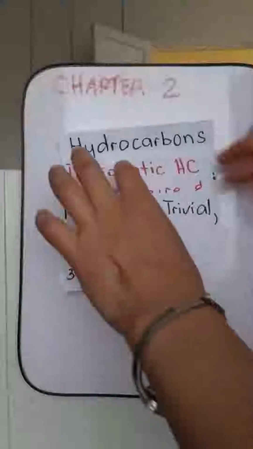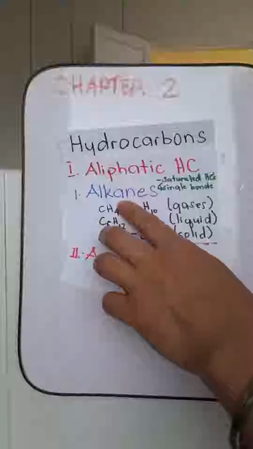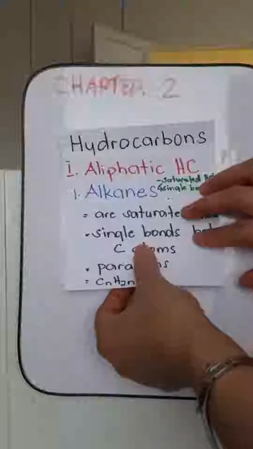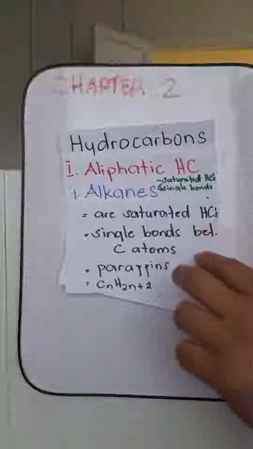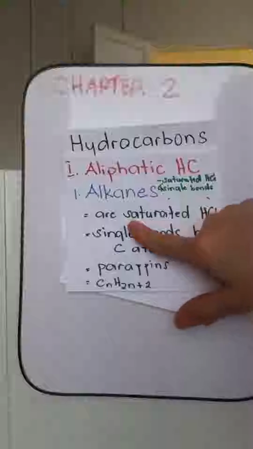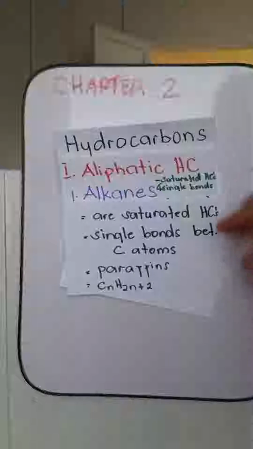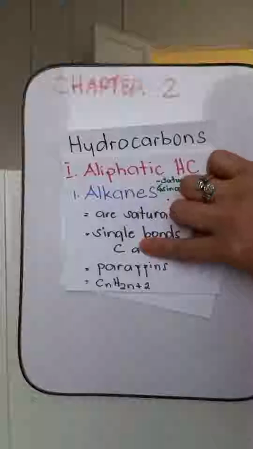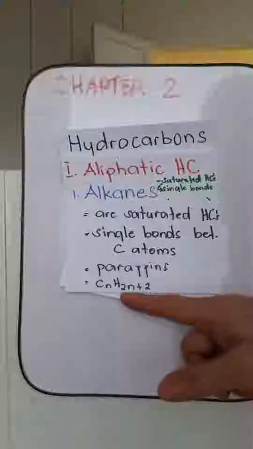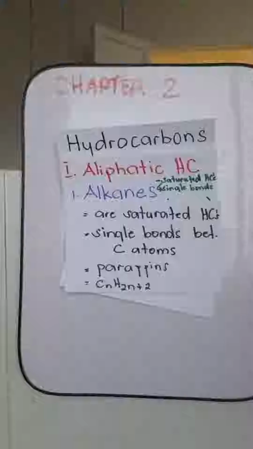Now, what is an alkane? I said the first compound under the aliphatic hydrocarbons is the alkanes. What are alkane aliphatic hydrocarbons? They are saturated hydrocarbons. What are saturated hydrocarbons? The structure for the alkanes, or saturated hydrocarbons, has single bonds between the carbon atoms. Alkanes are also called paraffins. Do you still recall the general formula of alkanes from chapter 1? The general formula for the alkanes is CnH2n+2.